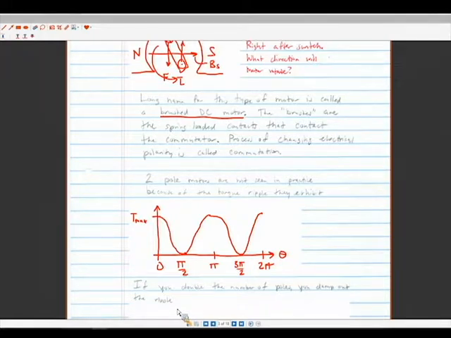Okay. So this looks a lot more like what's being passed around the room, right? A lot of different coils here.